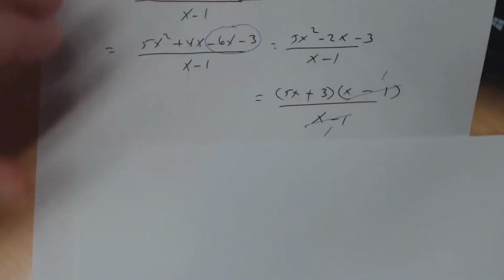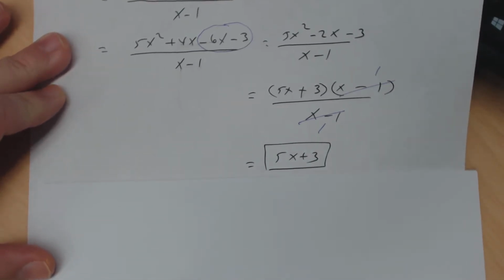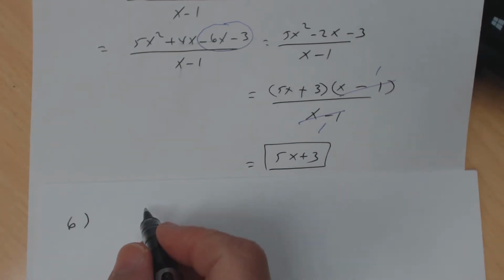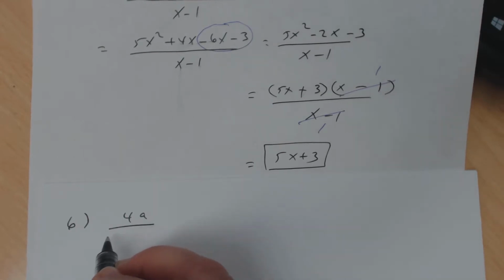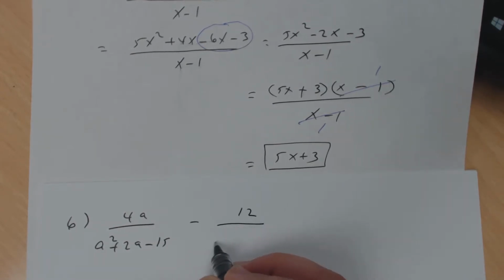Okay, number 6. All right, let's suppose we had 4a divided by a squared plus 2a minus 15. Subtract 12 divided by a squared plus 2a minus 15.